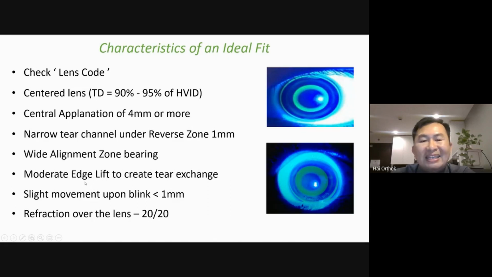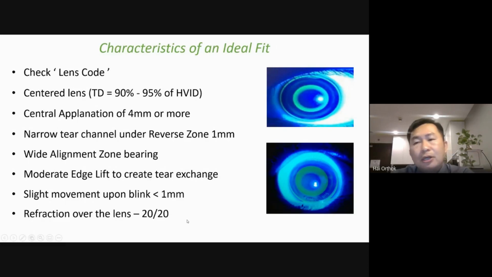We have the lens lift to exchange the tear, and if you see a very good pattern like this one, it is actually very safe for the cornea. And when you examine the patient's eye on the slit lamp, you ask the patient to blink, and the lens should move about 1 millimeter. That means the lens is not too tight and not too loose. When we over-refract the lens, it should be close to 20/20 visual acuity.